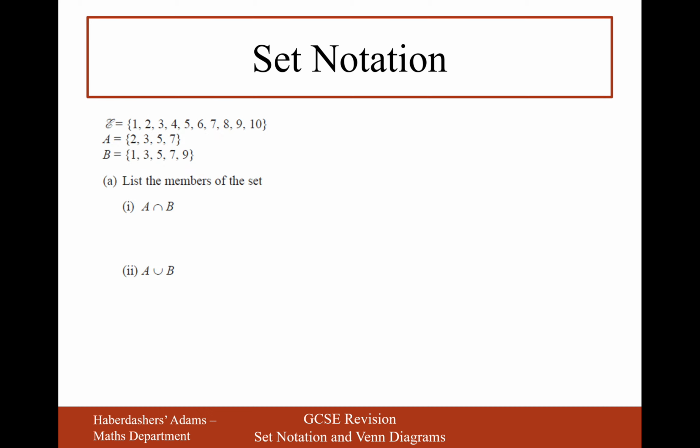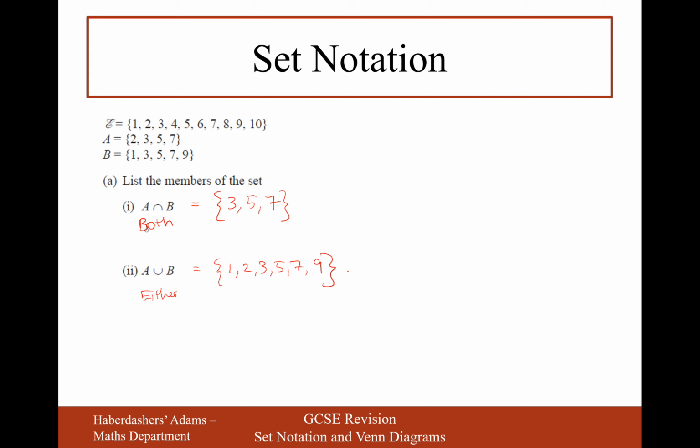Okay, let's move on to the next one, pause the video and give this one a go. Okay, so the first one, remember that's AND, so it has to be in both of sets A and B. So let's have a look at set A and have a look at set B. I can see that 3 is in both, 5 is in both, and 7 is in both. In the second one, it's either in A or it's in B. So that's going to be 1, 2, 3, 5, 7, 9.